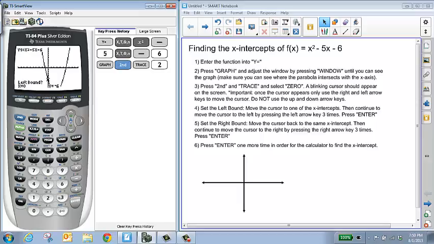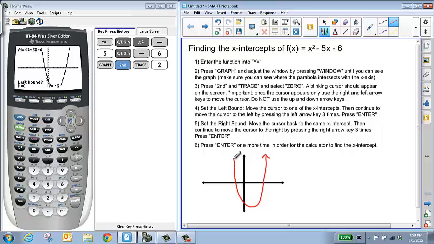Now, if we come over to the right-hand side of our screen and we sketch our graph how we see it on the graphing calculator, the reason why we select the 0 is because the location of our x-intercepts here and here both have a y value of 0. So that's why we select the 0 from our graphing calculator.